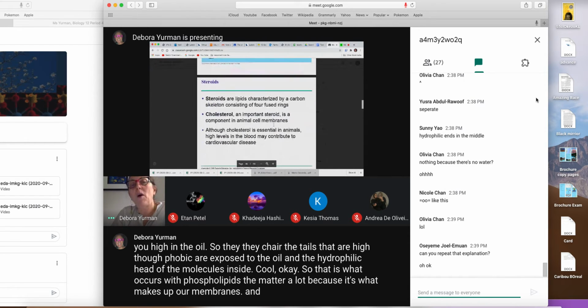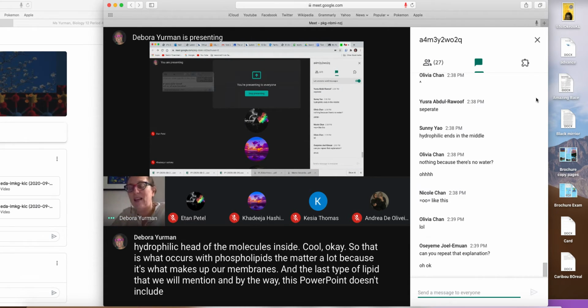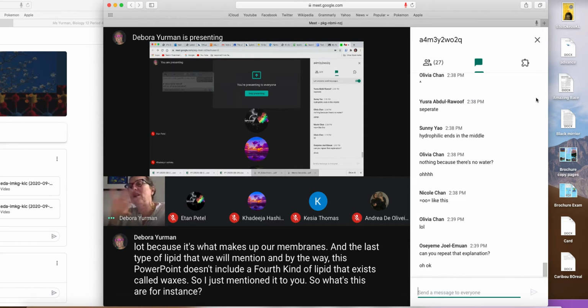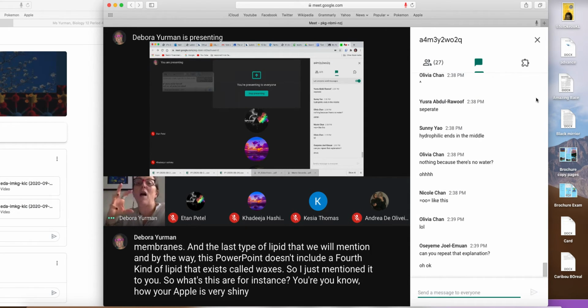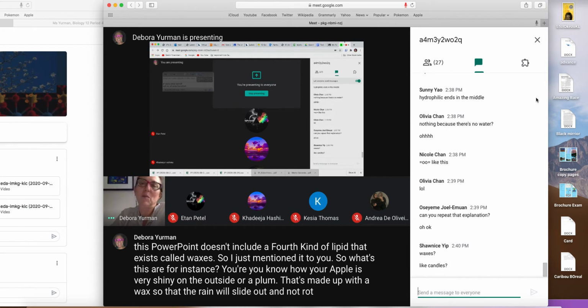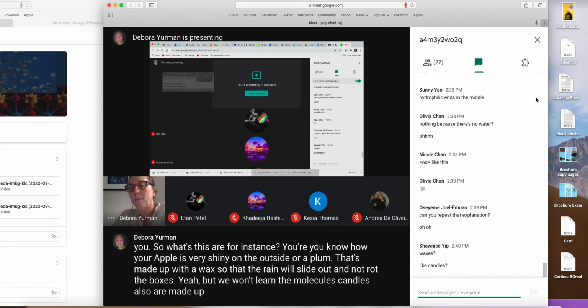And the last type of lipid that we will mention, and by the way, this PowerPoint doesn't include a fourth kind of lipid that exists called waxes. So I'll just mention it to you. So waxes are, for instance, you know how your apple is very shiny on the outside, or a plum? That's made up with a wax, so that the rain will slide out and not rot. Yeah, but we won't learn the molecules. Candles also are made up of waxes, yeah.